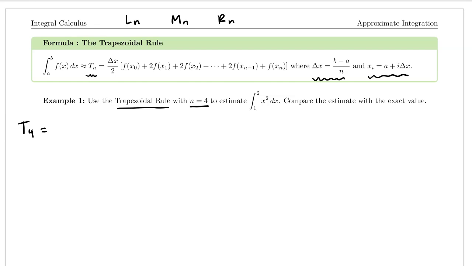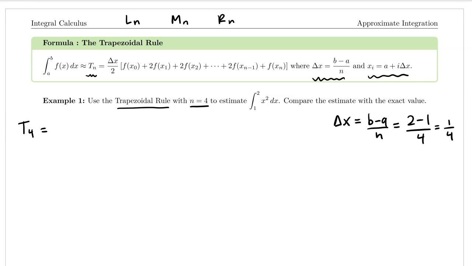So let's do a couple things. Let's calculate delta x first. Delta x is equal to b minus a over n. In this case, b is 2, a is 1, and n is 4. If you simplify that, that ends up giving us 1/4.